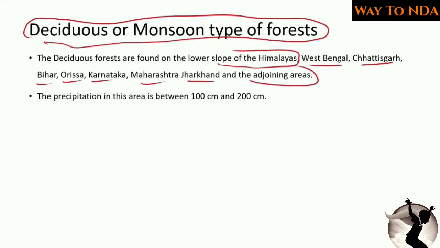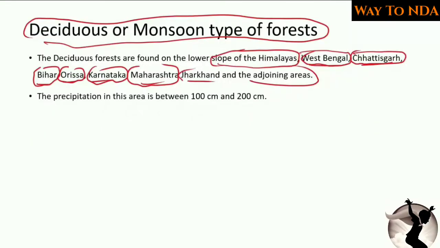So mainly you will find this deciduous forest or the monsoon type of forest in the lower slope of Himalayas as well as West Bengal. In Chhattisgarh also you will find this type of forest. And in Bihar also, then Odisha, then Karnataka, then Maharashtra and then Jharkhand and the adjoining areas. Okay, so the precipitation in this area is about 100 centimeter to 200 centimeter.